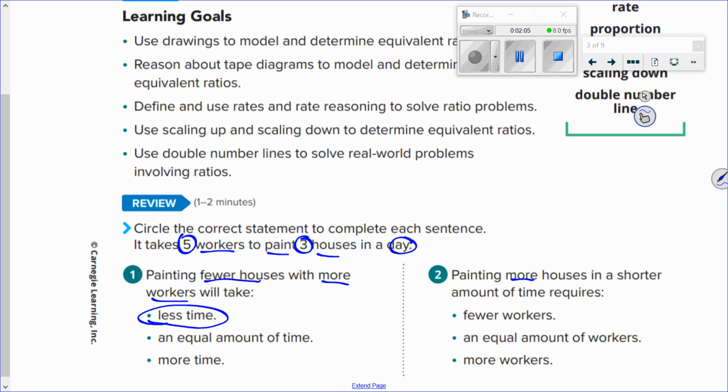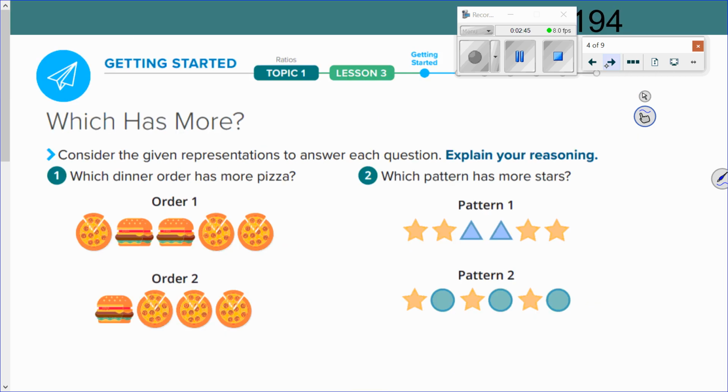Painting more houses in a shorter amount of time requires, yes, more workers. Explain your reasoning. Good. Because I'm now adding more houses and I want less time, I'm going to add even more workers, right? So I need to actually get beyond that 3 to 5 ratio. We're going to add more workers than that to get it equal and make it less time. Okay, let's go ahead and go to the next page.